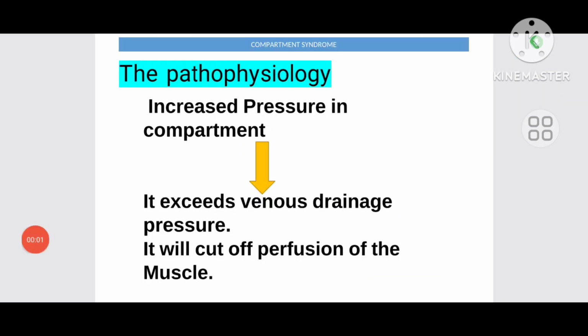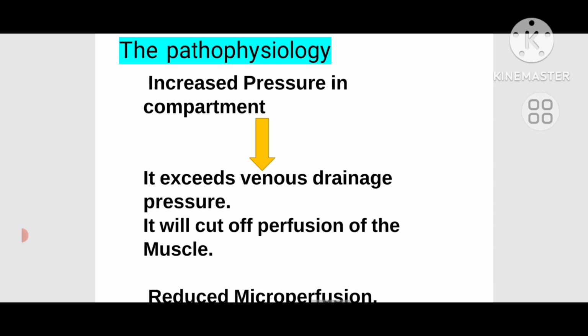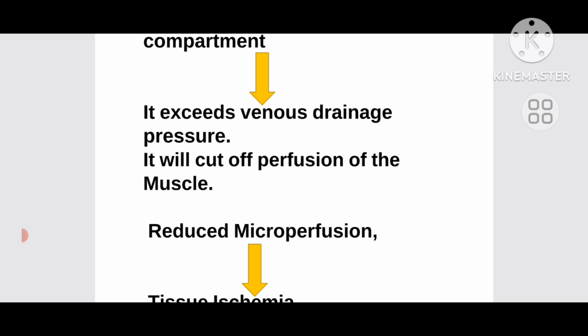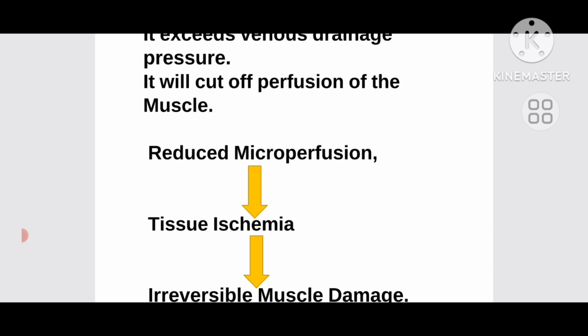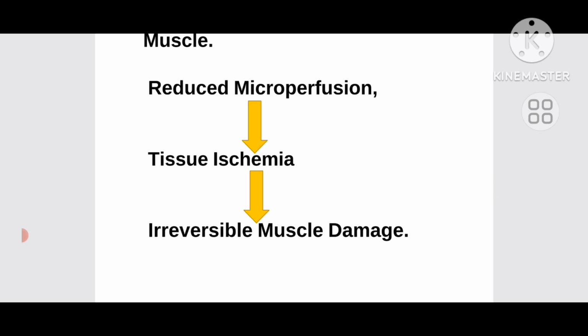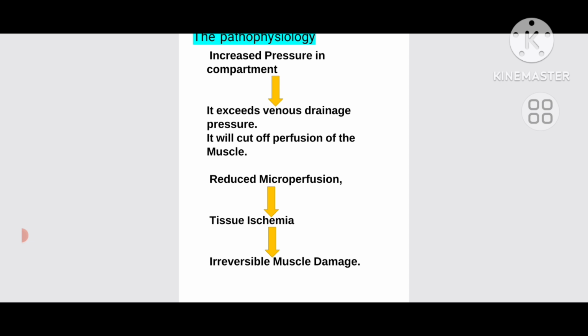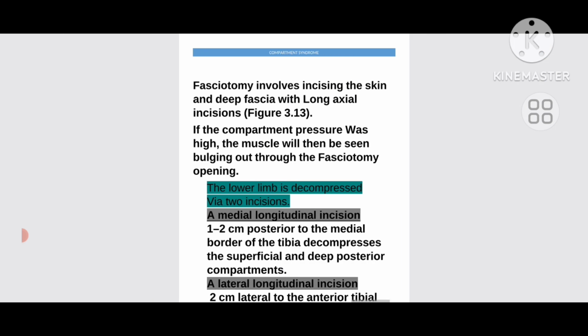The physiology of compartment syndrome is there is an increased pressure in the compartment. In other words, intracompartmental pressure is increased. It exceeds the venous drainage pressure, which causes cut off perfusion of the muscle and reduced microperfusion. As a result, there is tissue ischemia and irreversible muscle damage. So again, increased pressure in a compartment, when it exceeds the venous drainage pressure, will cut off the perfusion of the muscle. There is reduced microperfusion of a muscle, there is tissue ischemia. As a result, irreversible muscle damage occurs.